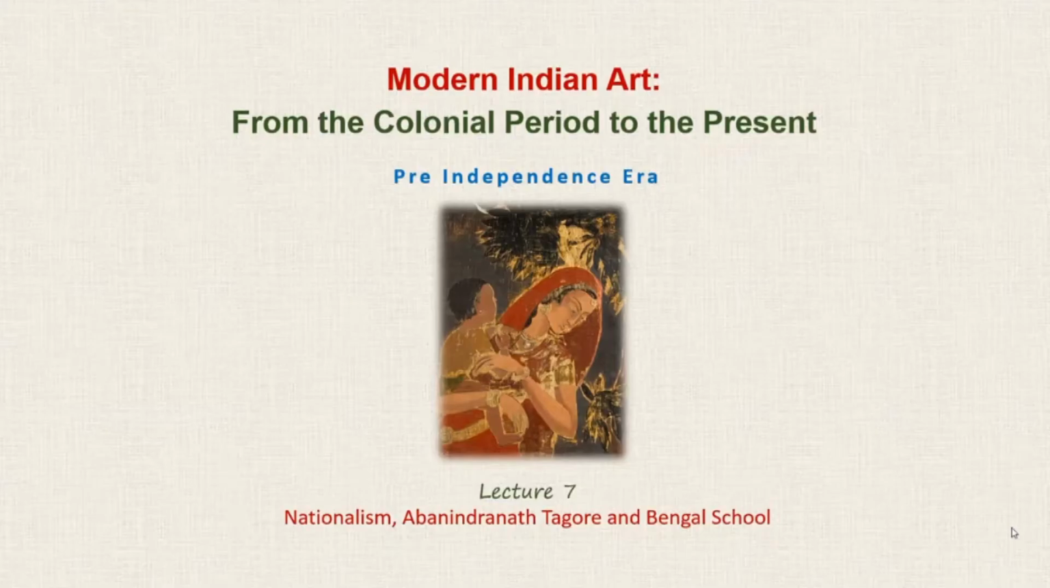We will also see how the very well-known school of painting, a particular tendency of painting known as the Bengal School of Art, which was a kind of fallout of nationalist art, was formed, and what the examples of nationalist or Bengal School of Art were. So this is how we have subtitled our topic today, lecture 7. We are calling it Nationalism, Abanindranath Tagore and Bengal School.